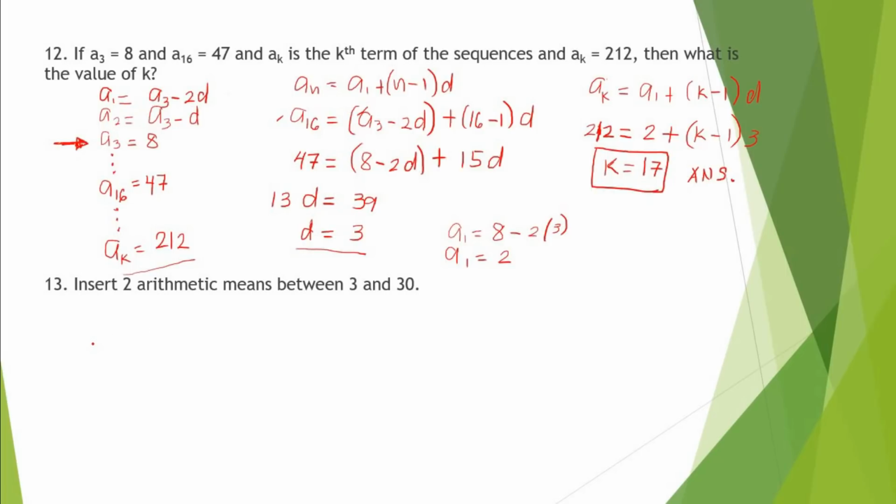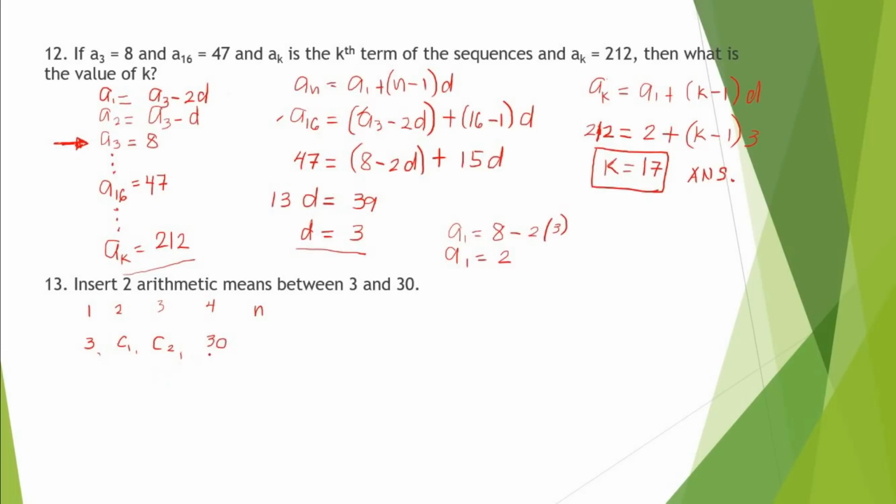Next example. Insert two arithmetic means between 3 and 30. So let us write our arithmetic sequence. We have 3 and 30, and we are required to insert two arithmetic means, C1 and C2. Okay, so our number of terms are 1, 2, 3, 4.